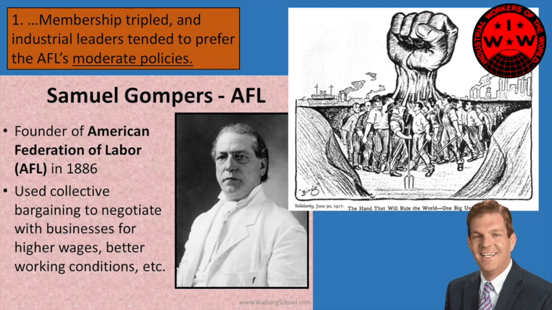Industrial leaders tended to prefer the American Federation of Labor's moderate policies to other groups, and that's where we meet the IWW, the Industrial Workers of the World. This was also a labor union. And here it was broad across all, kind of like the old Knights of Labor. They would unite anybody who wanted to go join the IWW.